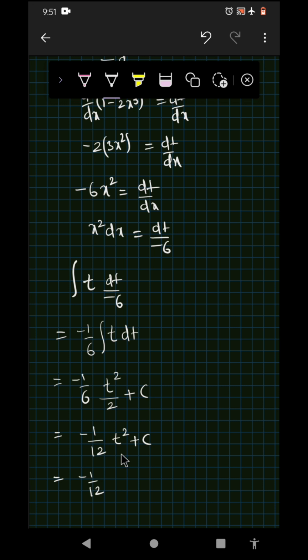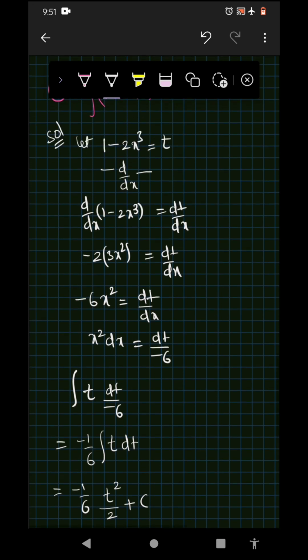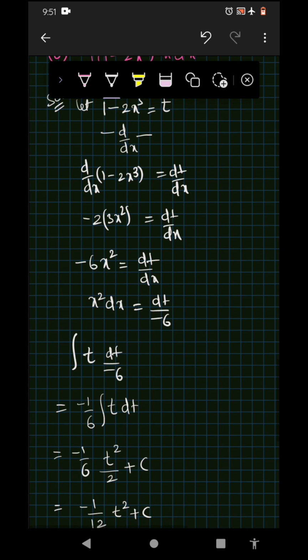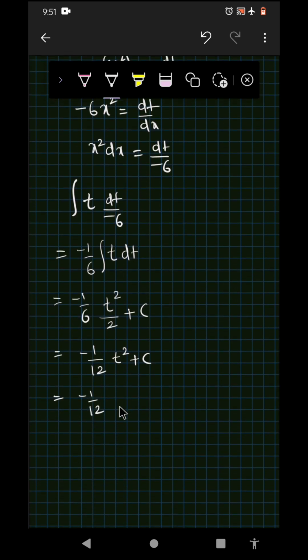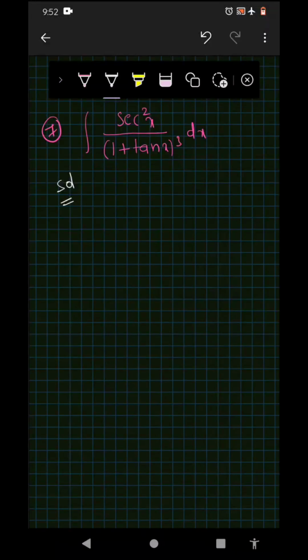What is the t? T is the 1 minus 2x cube. Therefore here in place of t, 1 minus 2x cube whole square plus c. So this is the answer for given problem, minus 1 by 12 of 1 minus 2x cube whole square plus c is the answer. Next problem, integration of secant square x by 1 plus tan x whole cube dx.